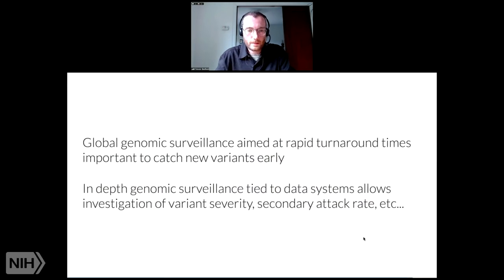So generally, genomic surveillance should be aimed at rapid turnaround times. And what's also really important is being able to have this tied to data systems, so we can know that this sequence resulted in a hospitalization or a death, or that this sequence came from a breakthrough infection in a vaccinated individual, et cetera. And having those data systems to tie things together is something that the US has been falling behind on relative to, say, the UK, where being able to link that data is really important to look at secondary attack rates and vaccine effectiveness across variants and so forth. It's something that we should really be investing in more.